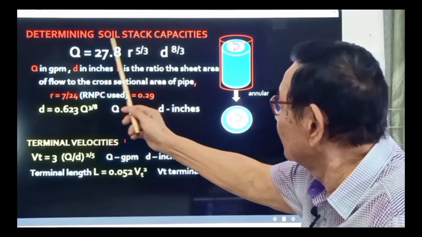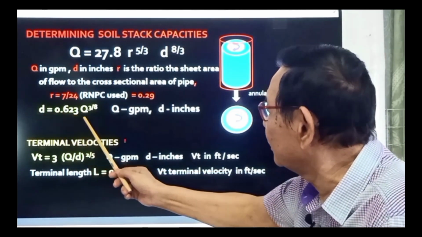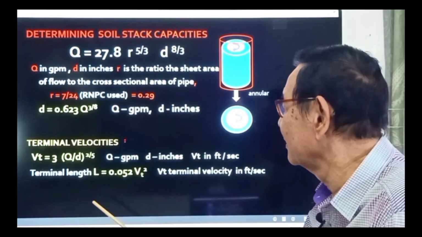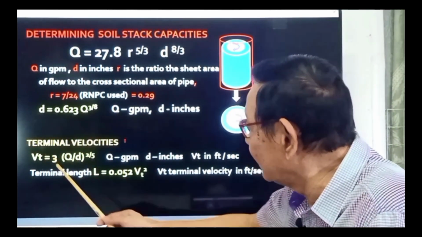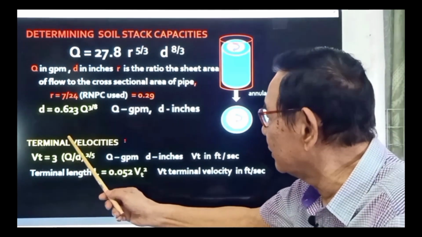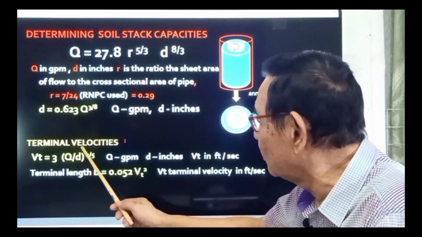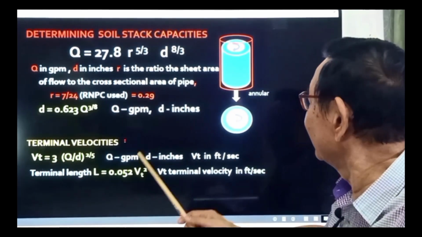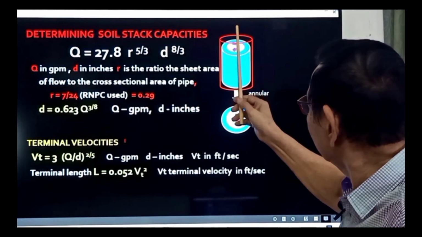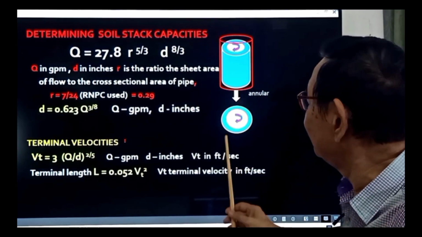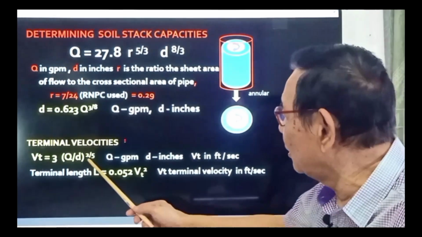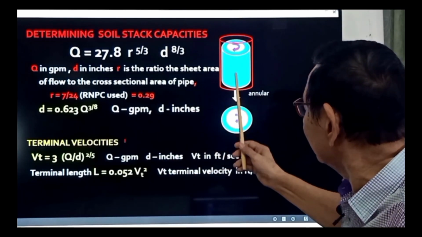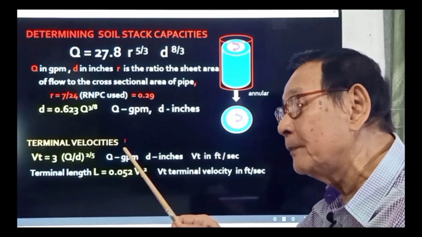From this equation, we can find the diameter. Q is in GPM now, D is in inches. And what is the terminal velocity? The terminal velocity is 3 times Q over D raised to the power 2/3. This terminal velocity is the one at which this annular sheet drops to a certain velocity, in relation to Q over D raised to the power 2/3. And the drop here is normally from 15 to 18 feet per second.